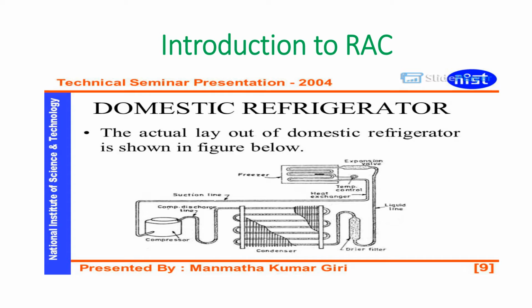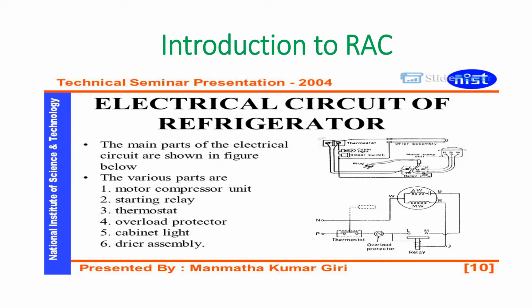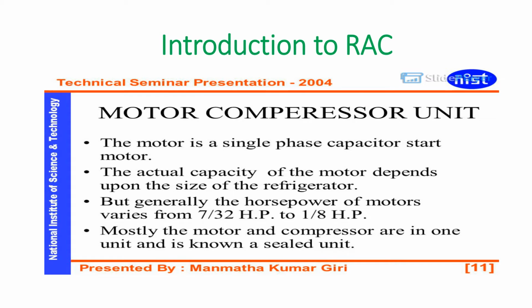The actual layout of a domestic refrigerator is shown in the figure below. Electrical circuit of refrigerator. The main parts of the electrical circuit are shown in the figure below. The various parts are: 1. Motor compressor unit, 2. Starting relay, 3. Thermostat, 4. Overload protector, 5. Cabinet light, 6. Dryer assembly.